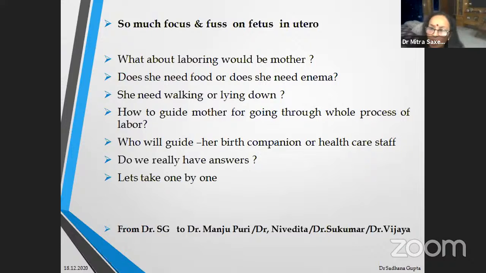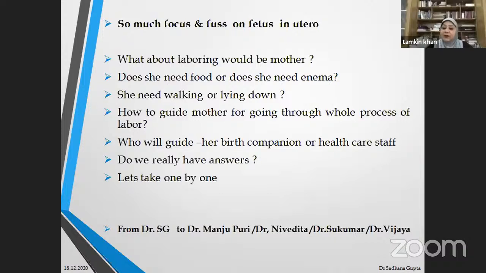Dr. Tamkin, on reviewing the literature, intrauterine resuscitation is basically turning left lateral, IV fluids and oxygen. I would like Dr. Manju to please give her inputs on when we have to resuscitate. Can I come in here? Guideline I was talking about.